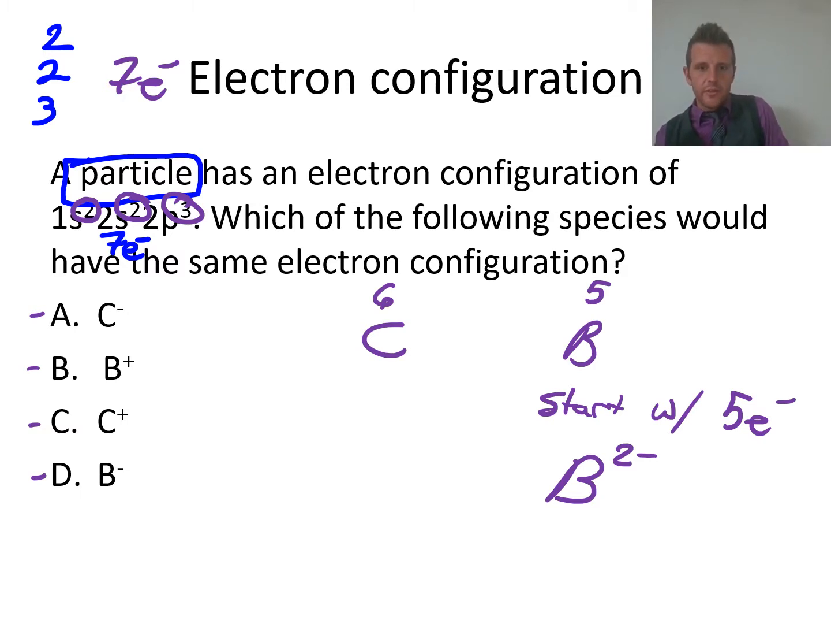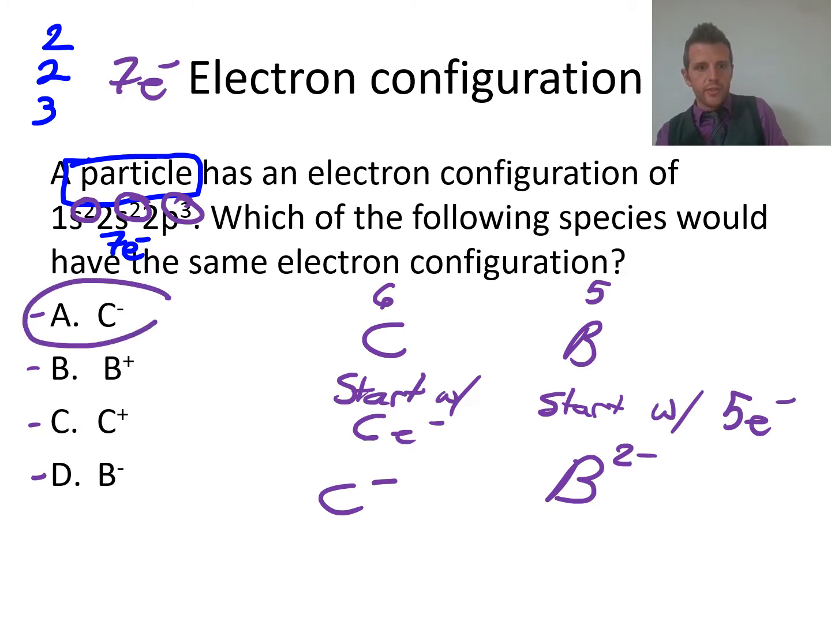For carbon, it's going to start with 6 electrons. So it really just needs to be a carbon anion, which I am seeing right up there in A. It's just how many electrons do these things need to gain to get to the 7 that this electron configuration is showing you.